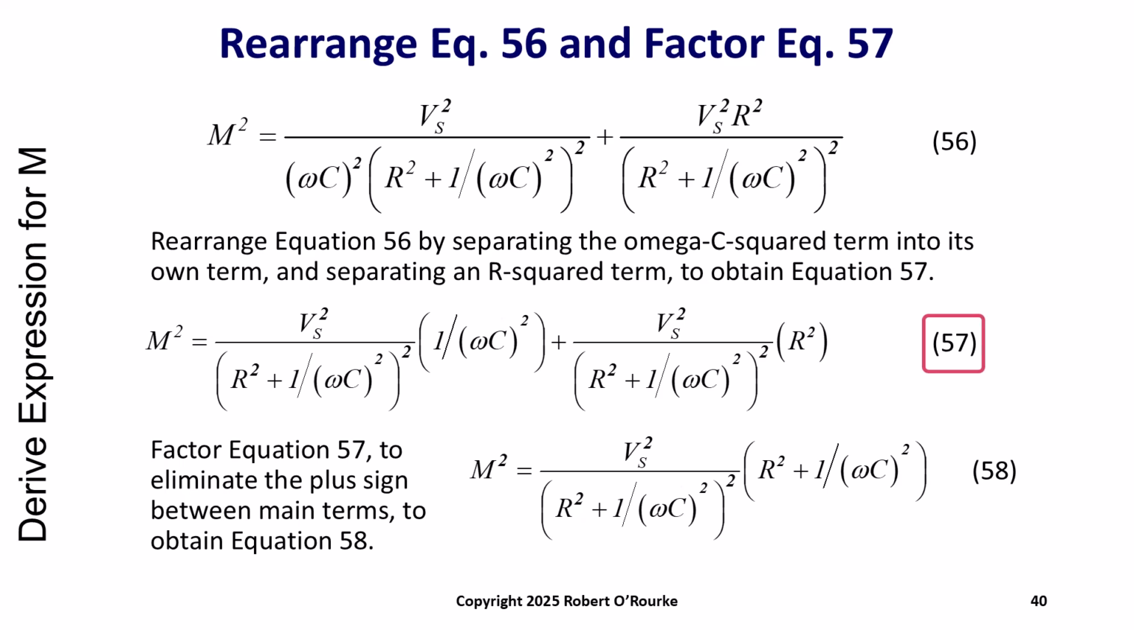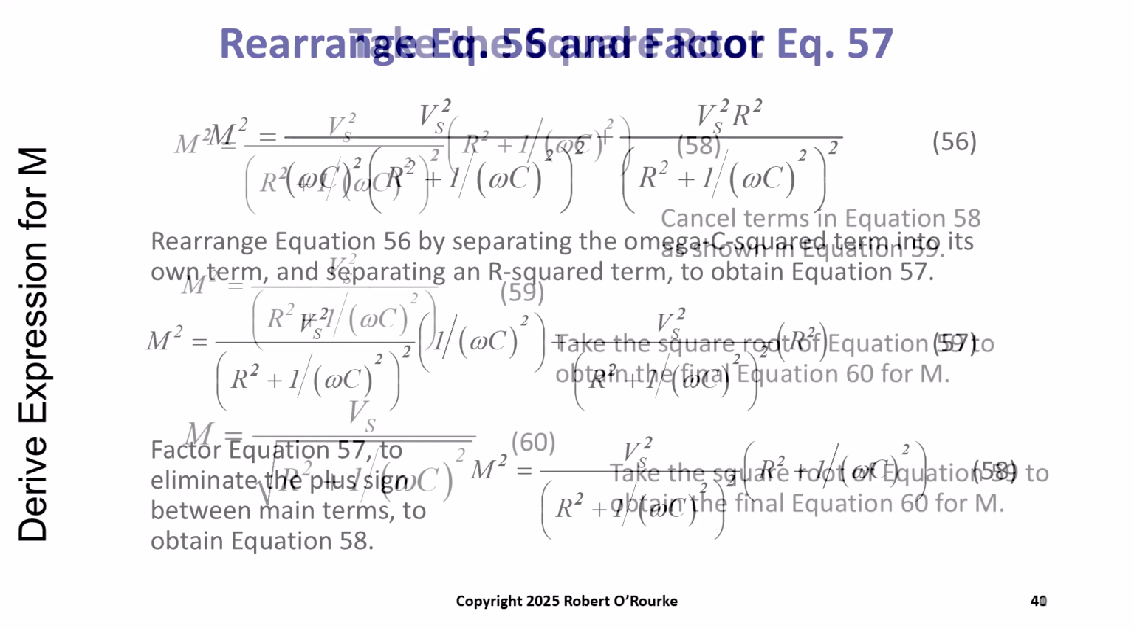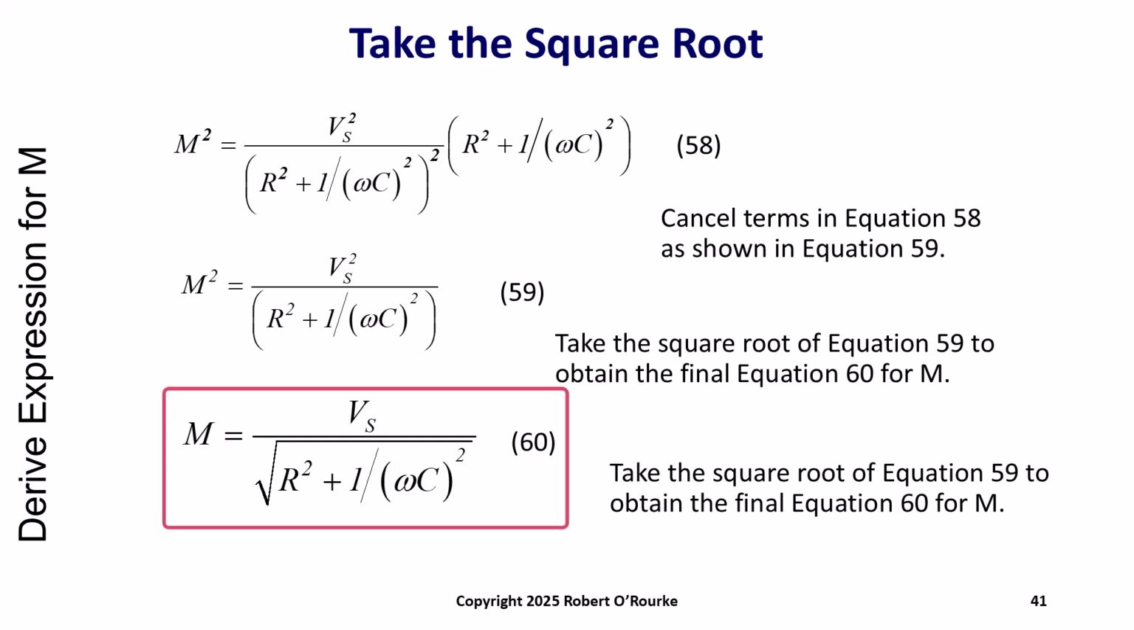Notice how equation 57 has two identical denominator terms in adjacent sums. We can factor out that common term in equation 57 to obtain equation 58, which is now a single term for capital M squared. Cancel like terms in equation 58, resulting in equation 59. Take the square root of equation 59 to obtain equation 60, which is the final expression for M that we need for our overall RC current solution expression.